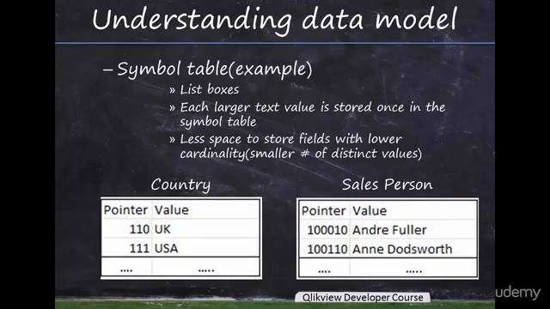A symbol table contains a pointer and a text value. As seen here, we have two fields, one is country and another is salesperson, and each has a pointer, which is a bit stuffed pointer, and a value. Since it is a bit stuffed pointer, it takes less space because it only takes the number of bits necessary to store the number of unique values.